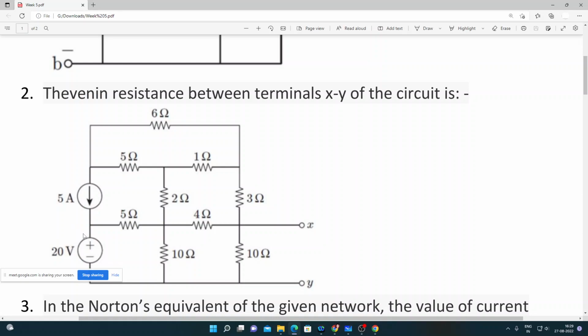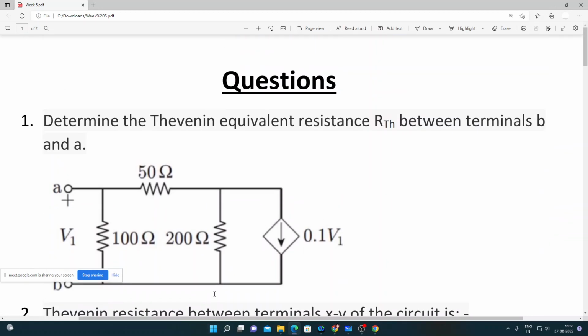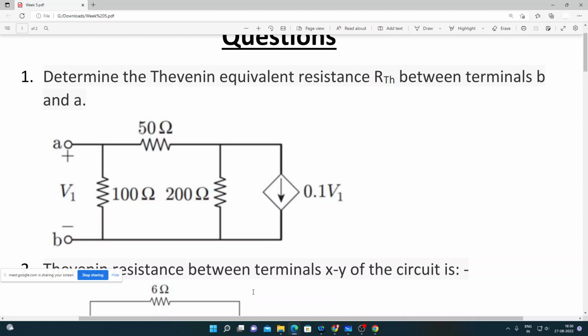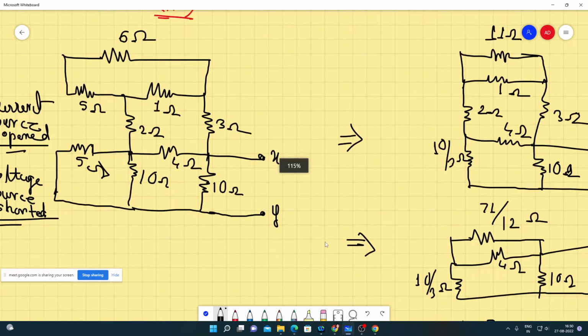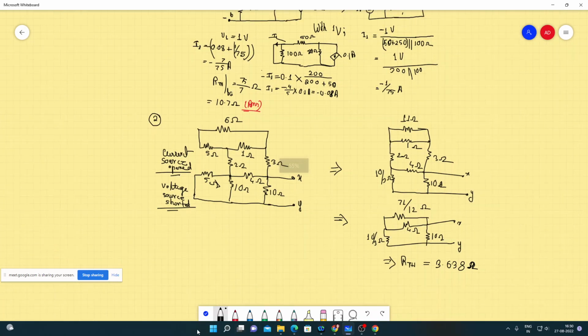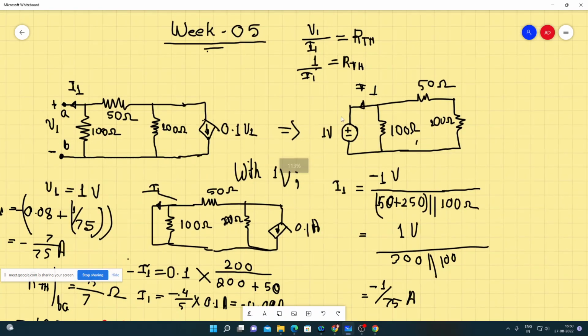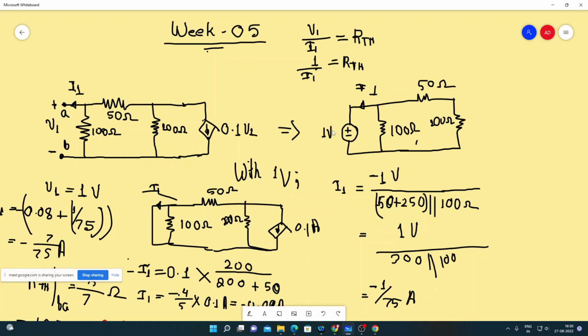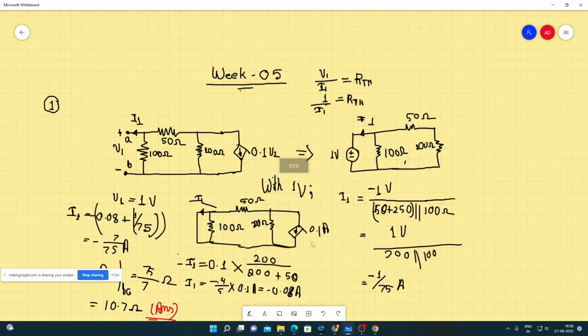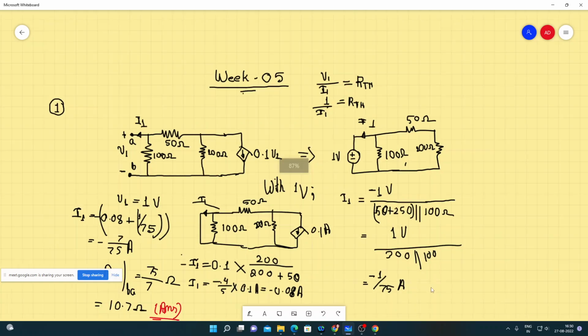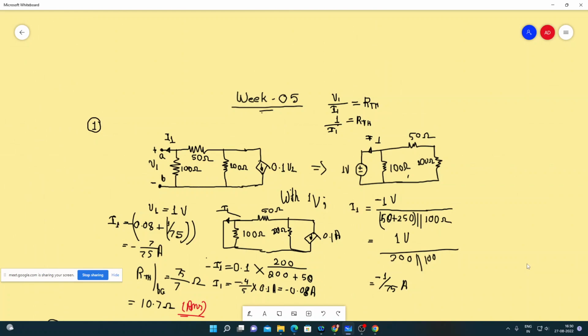While finding out Thevenin resistance in circuits like this, if we have independent sources, we need to just short the independent voltage sources and open the independent current sources. But in the earlier example that we saw, since we have a dependent current source, we need to assume an independent voltage source across the Thevenin terminals. We need to consider an independent voltage source of 1 volt, and then proceed with the calculations, because we had a dependent source, so we cannot just open or short it directly.